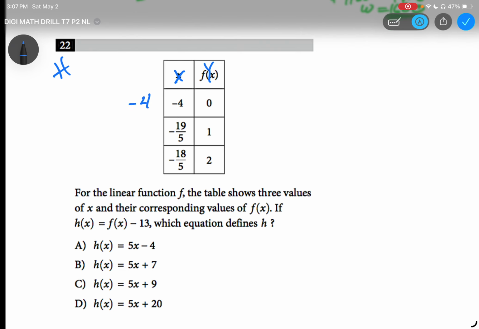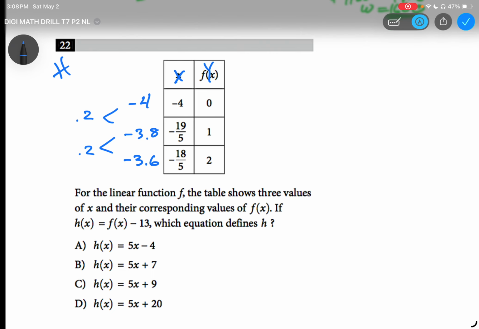So I can use a -4 for this guy. What would be the next guy? If I took -19 divided by 5, it's going to give me -3.8. The next one's going to be -3.6 if you took -18 divided by 5. So notice the difference, right? The difference between -4 and -3.8 is 0.2. The absolute value difference between these two numbers is 0.2 also.